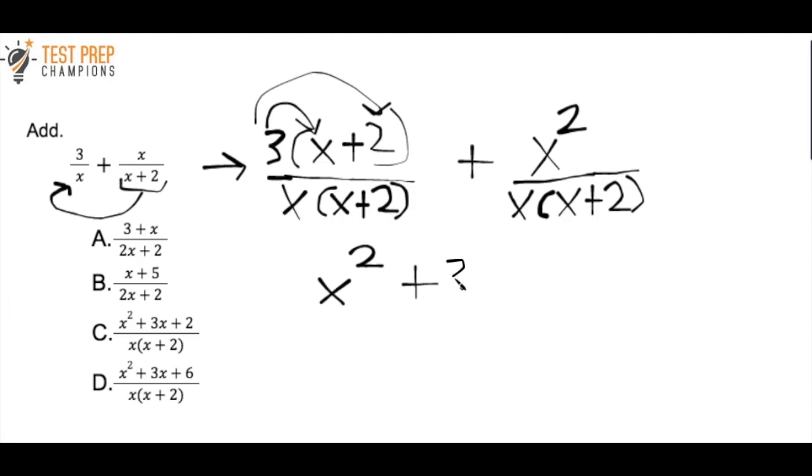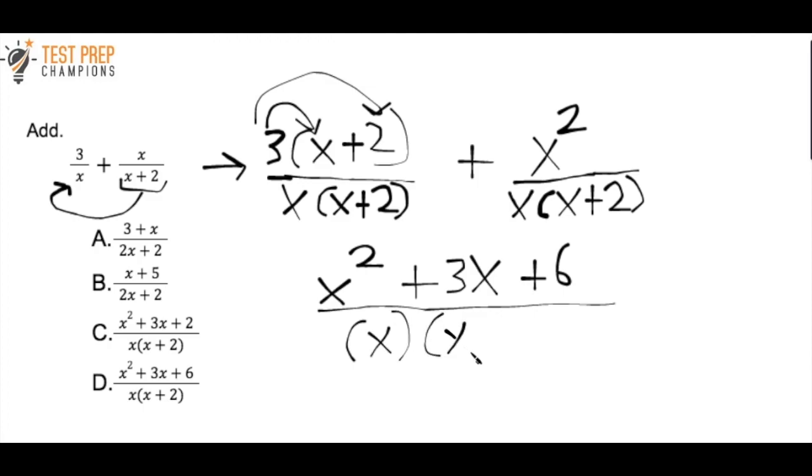3 times x is just 3x. What I mean by changing the order, I'm just going to pull this x squared out front here. And then what is 3 times 2? That's going to be 6. Now it's all over x times x plus 2. And you don't really need that parenthesis there, but I just wrote it. Now we just want to look at our answer choices and see, does this match anything down below? And I think it does. So I think D is our correct answer here.